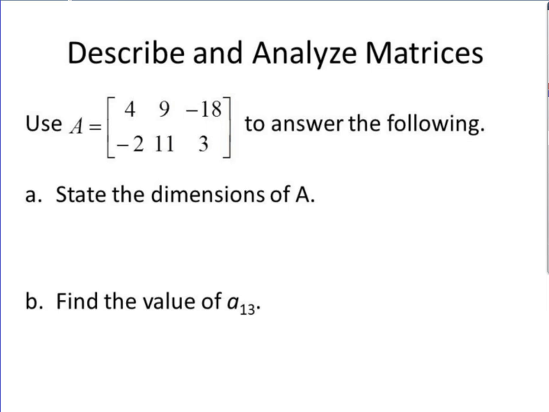So if we look at this example, we need to state the dimensions of A. We have 2 rows, and we have 3 columns, so this matrix is a 2 by 3 matrix. Now if we need to find the value of A sub 13, this means row 1, column 3. So if we go to our first row, we go over to our third column, that element has a value of -18.